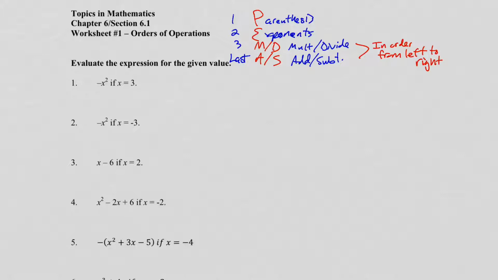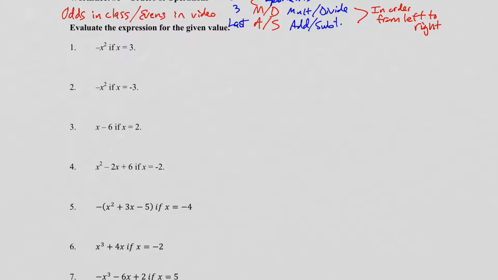So let's go ahead. I'm going to do the evens here. So odds in class, evens in video. Okay. So the word evaluate basically means to find the value of the expression for a given variable. Okay? So, in other words, substitute.